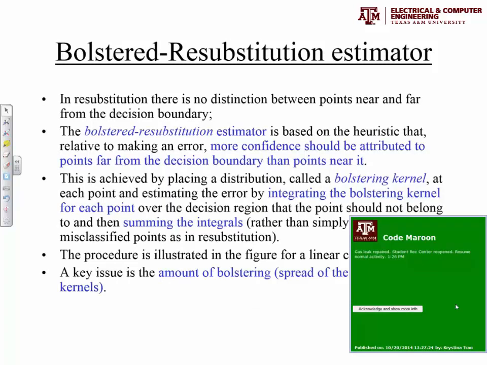So the bolstered resubstitution estimator is based on the heuristic that relative to making an error, more confidence should be attributed to points far away from the decision boundary than points near it. This is achieved by placing a distribution, called a bolstering kernel, at each point and estimating the error by integrating the bolstering kernel for each point over the decision region that the point should not belong to, and then summing the integrals rather than simply counting the number of misclassified points as in resubstitution. The procedure is illustrated in the figure for a linear classifier.